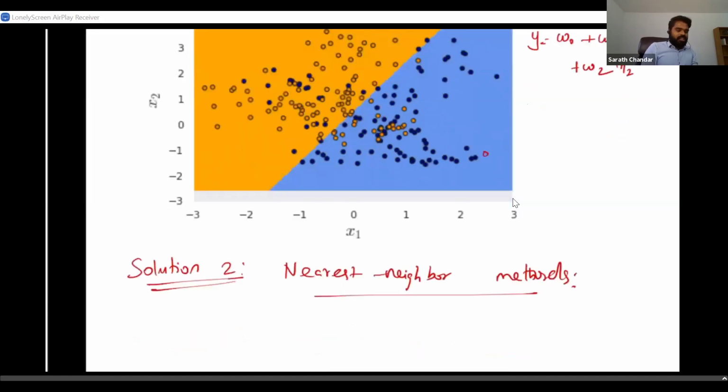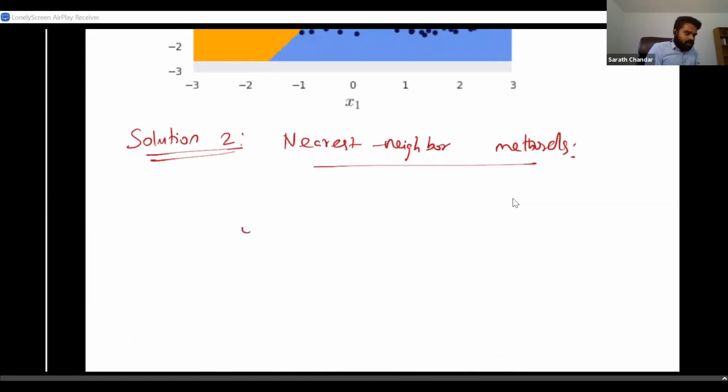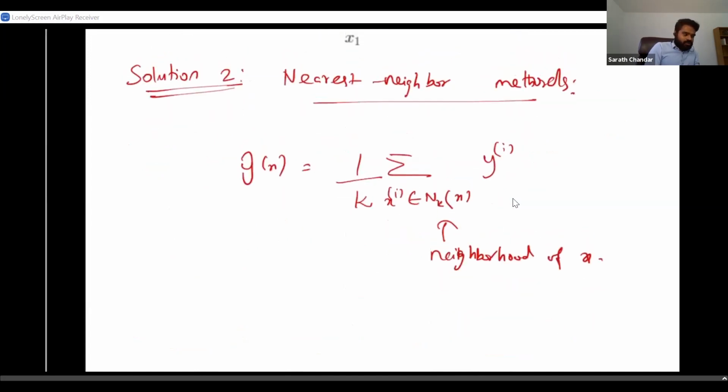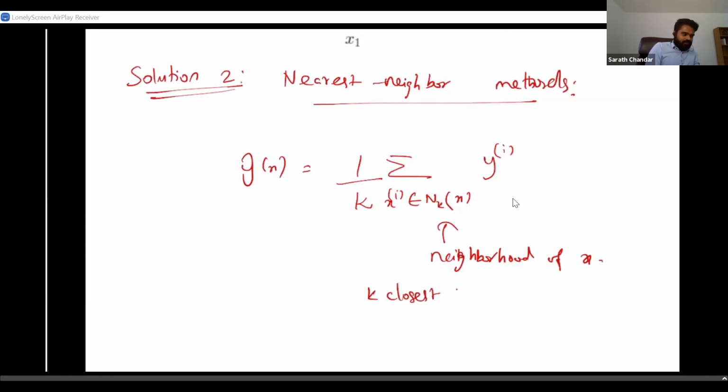Now, how can I express this mathematically? So mathematically, y hat of x is going to be, I'm going to consider a bunch of neighbors and take an average of their classes. So the N_k of x here is basically the neighborhood of x. In some sense, you could call it the k closest points x_i in the training data.